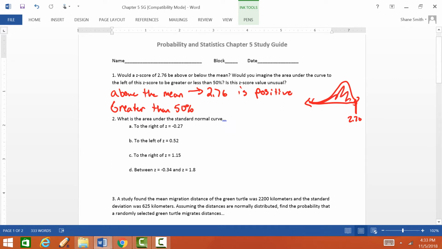And then is a z-score unusual? We would say it is unusual, and that's simply because it's greater than 2. So more than 2 standard deviations is unusual. A z-score more than 2 or less than negative 2 is going to be unusual.